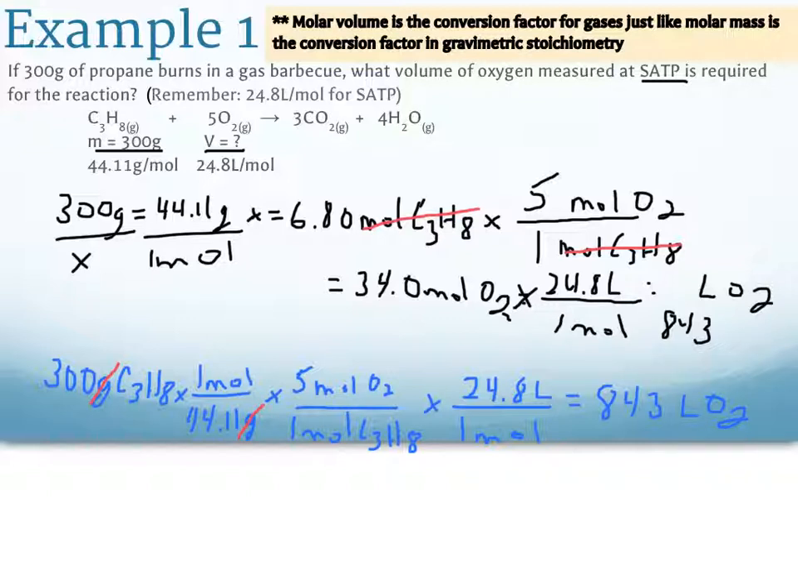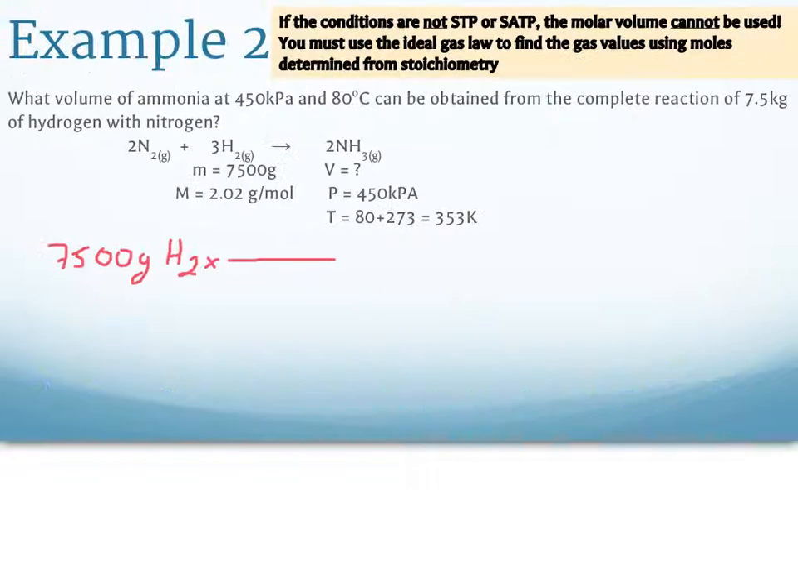In order to get rid of my C3H8, I have my moles on the bottom. This is my mole ratio. Then my C3H8, I'm multiplying it by 5 moles of oxygen. Again, my mole ratio. My moles and my moles cancel out, and my final answer will be 843 liters of O2, just like it was at the top.